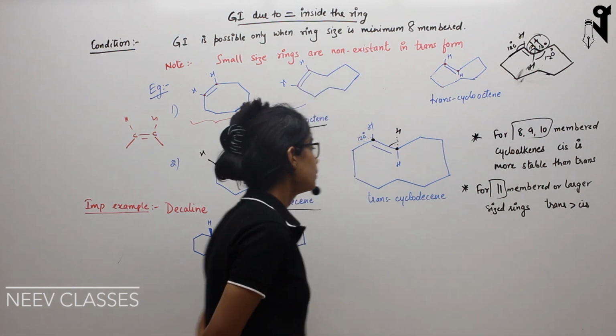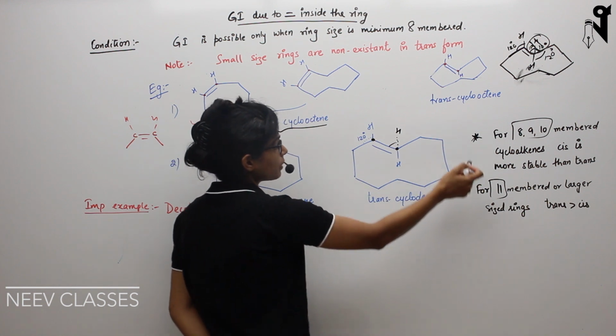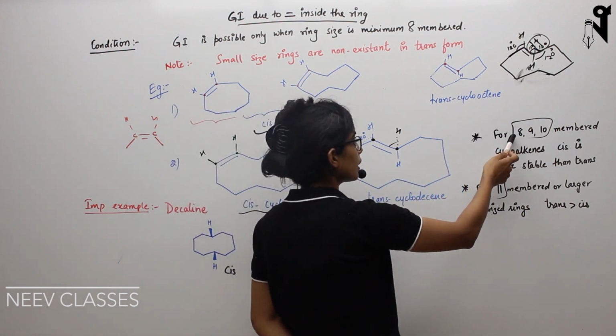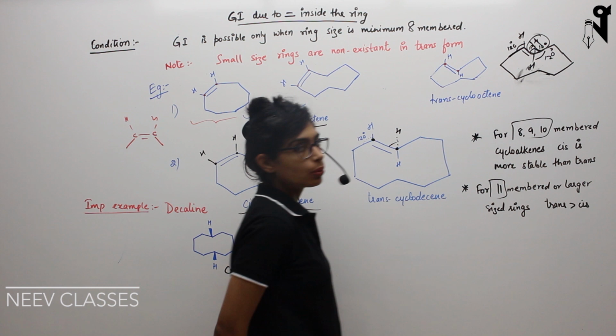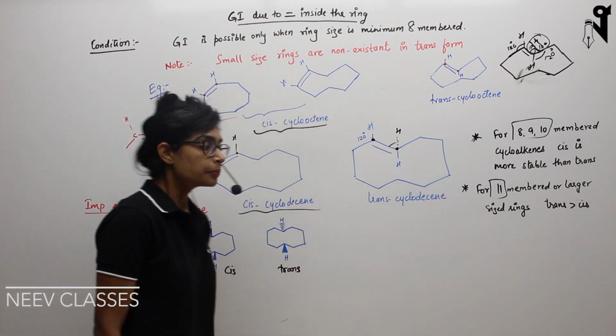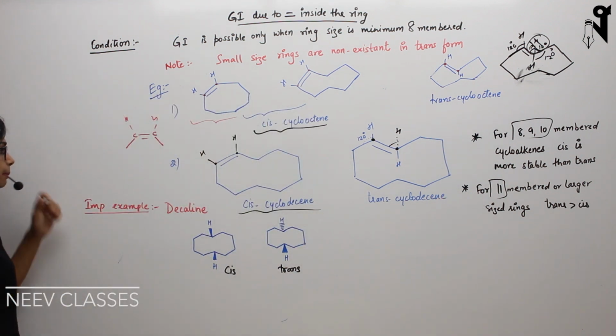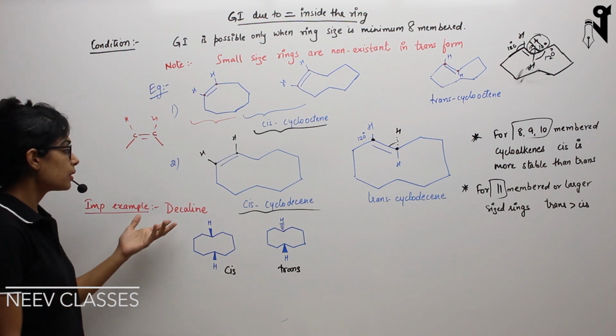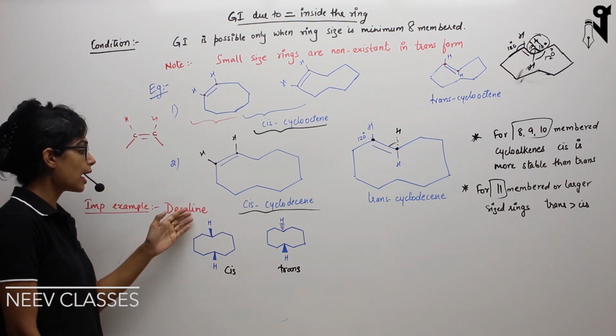Okay, so this you can just treat as a matter of fact, because we generally deal with 8, 9 and 10 membered rings only. This is just for your information. Now there is one more example which doesn't have a double bond but is based on the cyclic ring. So I thought I'll just add it over here.